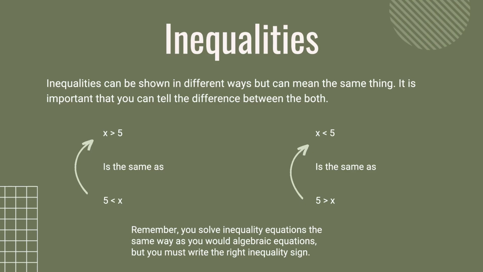As you can see in the example here, x is less than 5 can be written with 5 at the beginning and x on the other side, but with x in the beginning and 5 on the other side. But it is very important that you change the inequality sign when you're asked to rearrange.